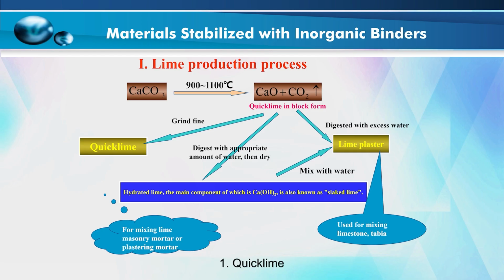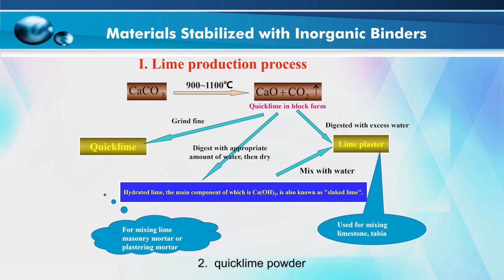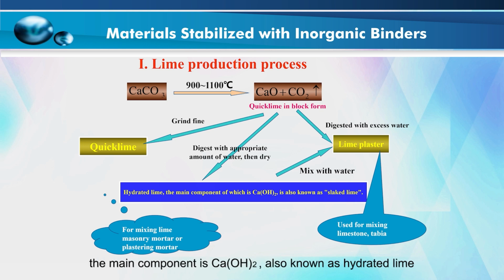1. Quicklime, a loose, white or grayish mass of calcined limestone, mainly composed of CaO. 2. Quicklime powder, finely ground from blocks of quicklime. 3. Slake lime powder, a powder made by digesting dry quicklime with an appropriate amount of water. The main component is Ca(OH)2, also known as hydrated lime.